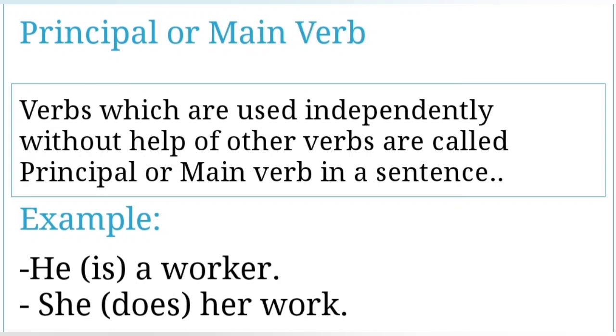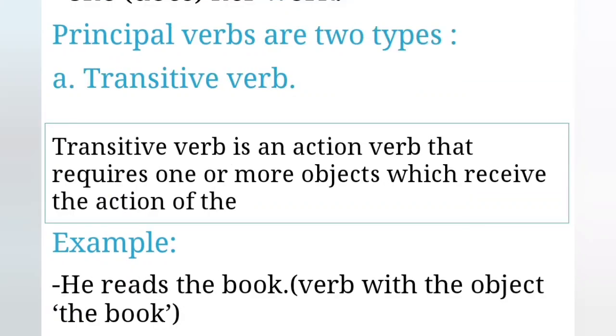Principal or main verb: verbs which are used independently without the help of other verbs in a sentence are called principal or main verbs. For example, he is a worker. She does her work. Principal verbs are of two types: transitive verb.